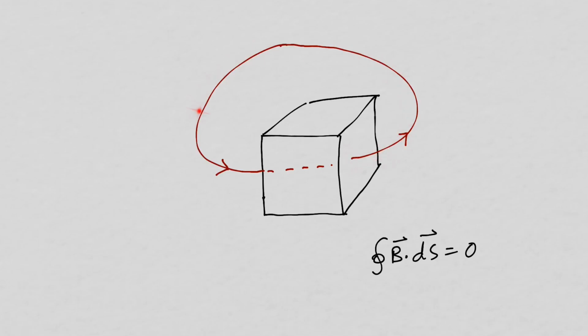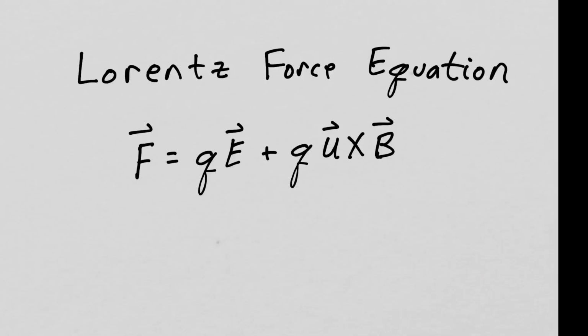If we have both an electric field and a magnetic field, a charge can feel a force due to the electric field, and if it is moving, due to the magnetic field. This combined force is referred to as the Lorentz force equation.